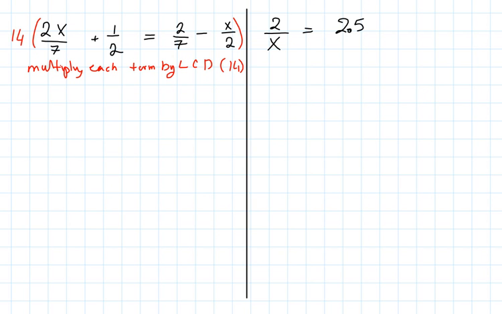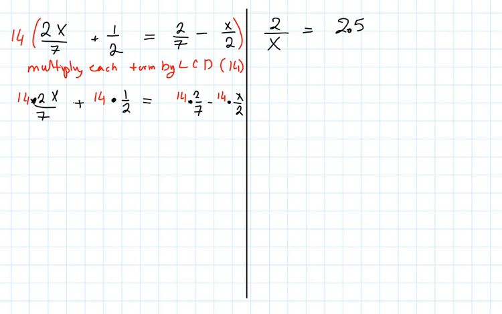So 14, let's write it. You don't have to show the step usually, but just to be clear what we're doing. So 14 times 2x over 7 plus 14 times 1 over 2 equals 14 times 2 over 7 minus 14 times x over 2.